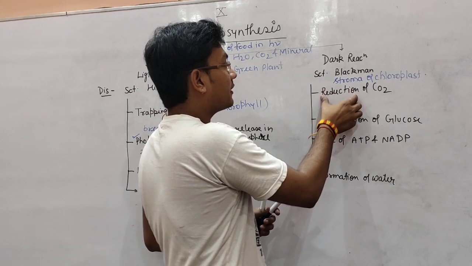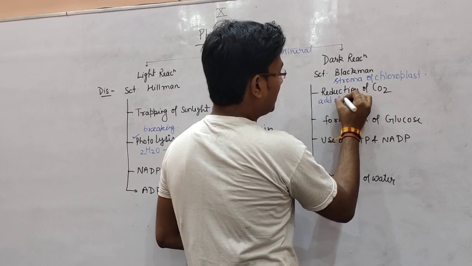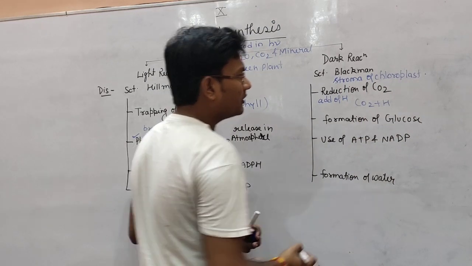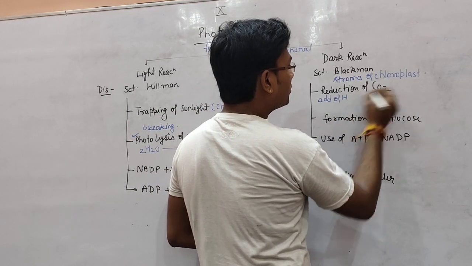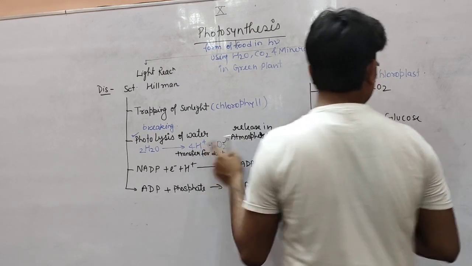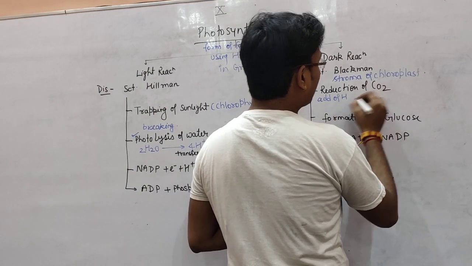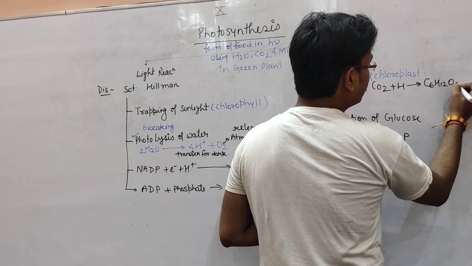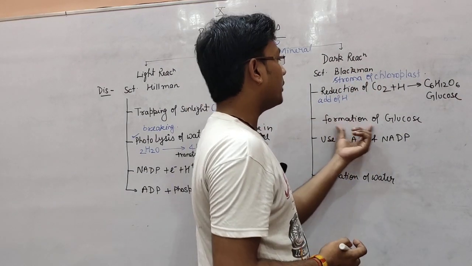Anyway, the first step is reduction of CO2. Reduction means adding of hydrogen. Then CO2 plus hydrogen, we cannot symbolize the reaction here. We can say that CO2 and hydrogen ions that form as a result of photolysis of water convert into C6H12O6, that is glucose. I also write it separately, formation of glucose.